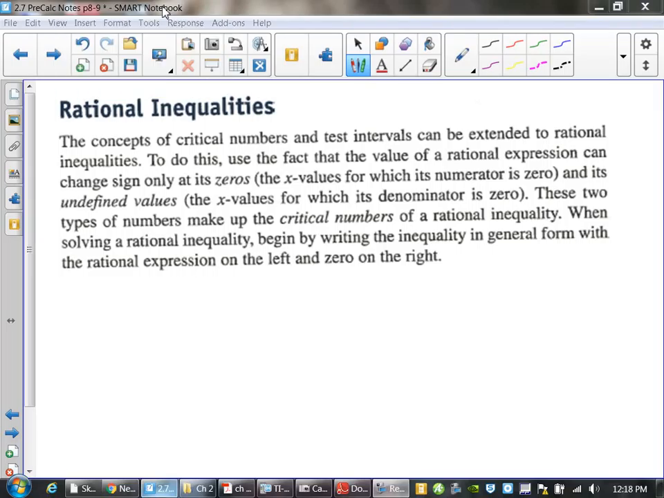What we're talking about here is we're going to work with rational inequalities. It's the same basic idea. Rational inequalities are going to be like those rational expressions, where it was, you know, x squared minus 1 divided by x plus 3, something like that, and it might be greater than 0. So you're going to be looking at, well, where is that graph going to be greater than 0?